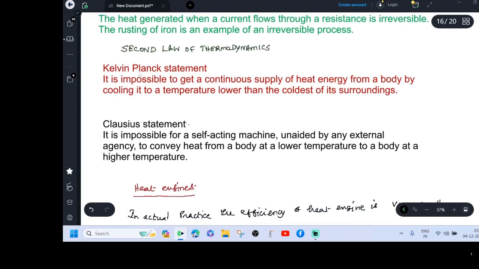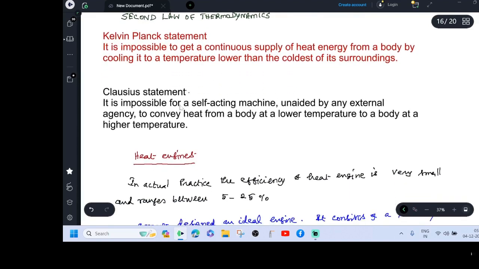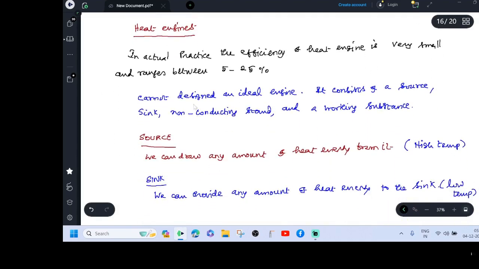Then if you go to the second law of thermodynamics, this is our Kelvin statement. It is impossible to get continuous supply of heat energy from a body by cooling it to a temperature lower than the coldest of its surroundings. This is our Clausius statement. It is impossible for a self-acting machine unaided by any external agency to transfer heat from a body at a lower temperature to a body at a higher temperature.